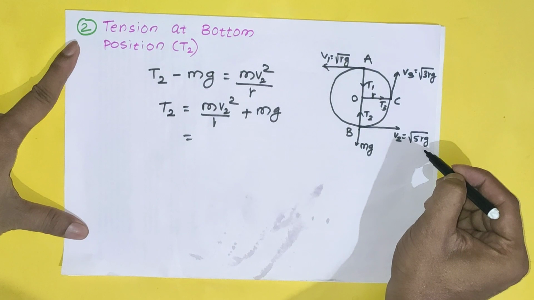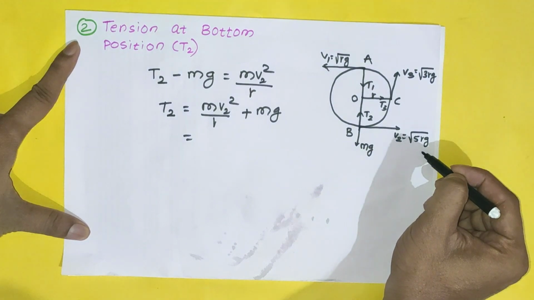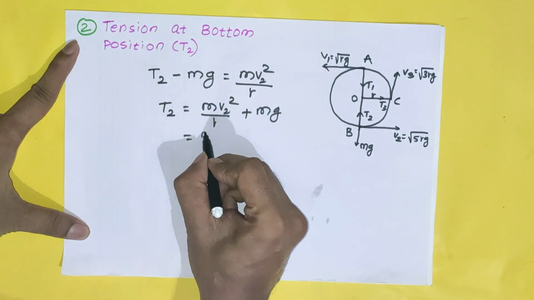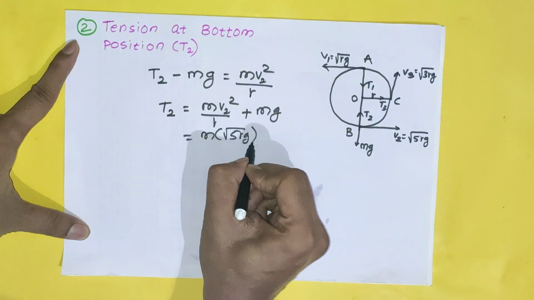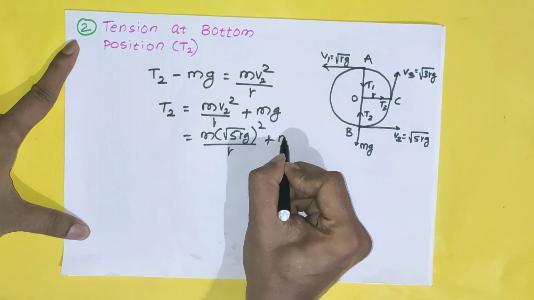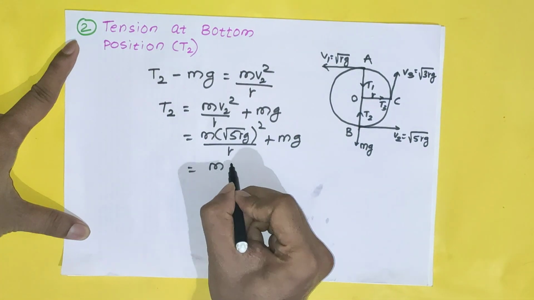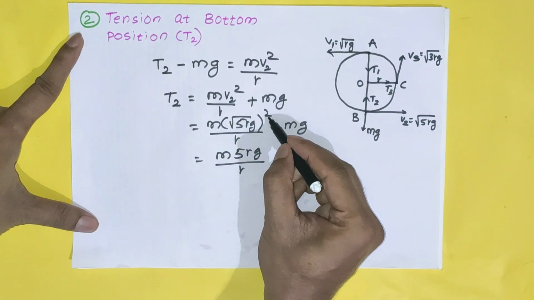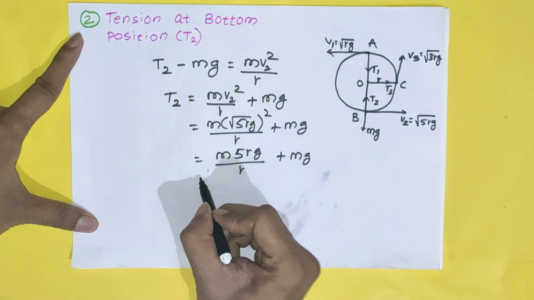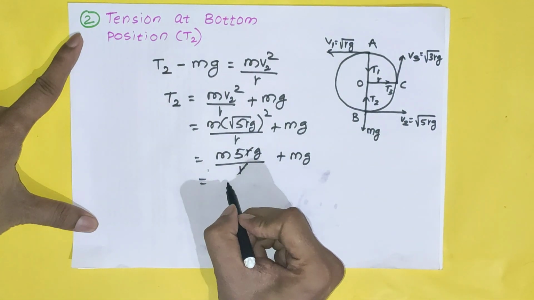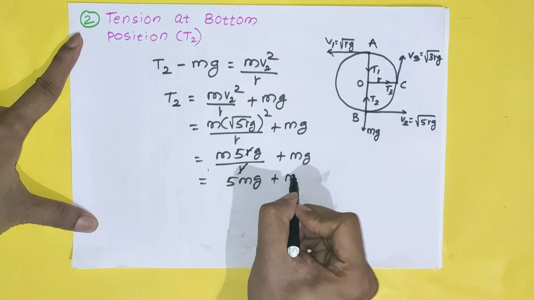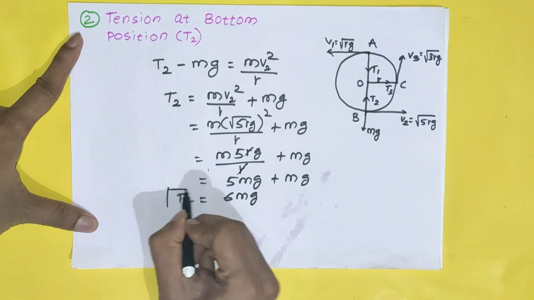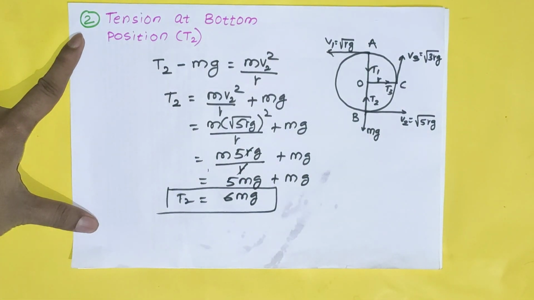Now we know the value of v2. So what is the value of v2? That is root 5 Rg. So now we will put the value. Now by squaring this, square and square root will cancel, and r and r will get cancelled. So here 5 mg plus mg. So this becomes 6 mg. So tension at bottom position is 6 mg.